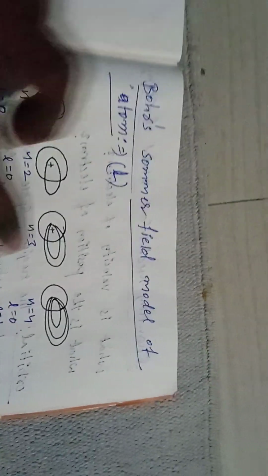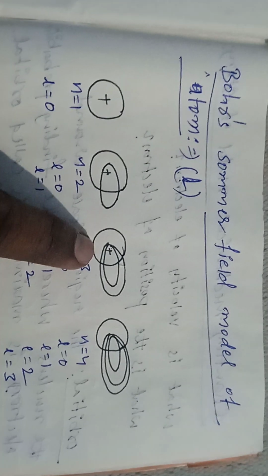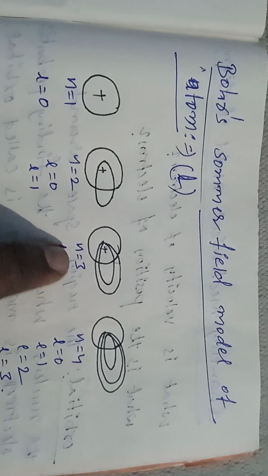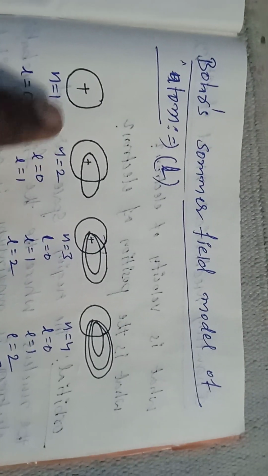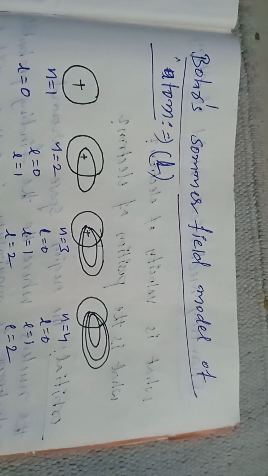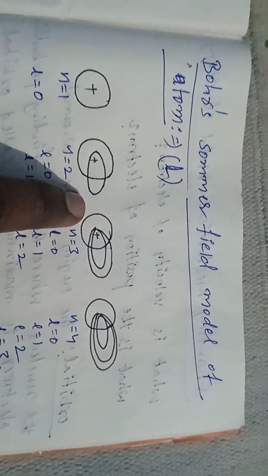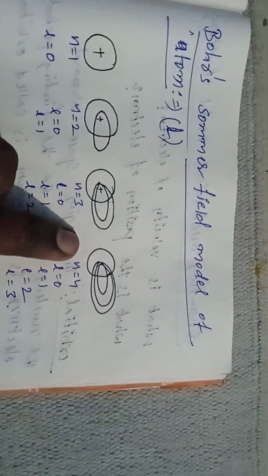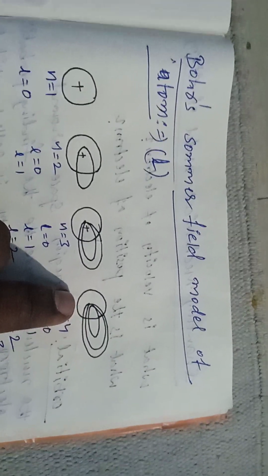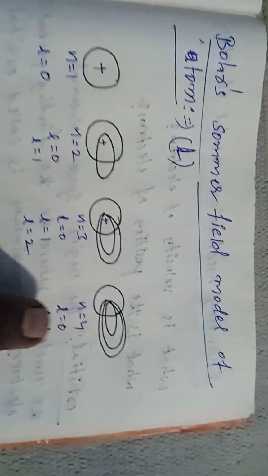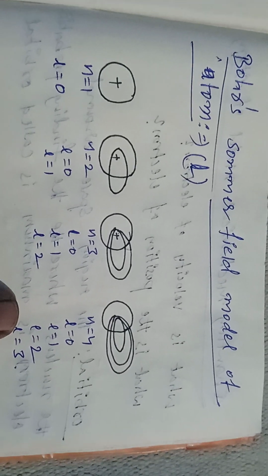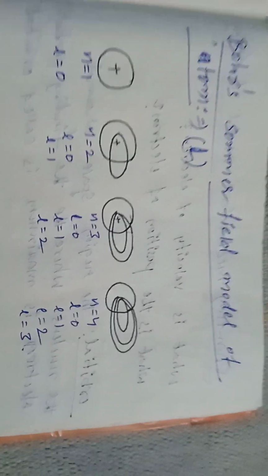Sommerfeld took the third circular orbit. He added two elliptical orbitals to the third circular orbit of Bohr. n is equal to 3 means 3 l values: l is equal to 0, no elliptical orbital added; one elliptical orbital; two elliptical orbitals. Next, he took the fourth circular orbit from Bohr's atomic model and added three elliptical orbitals. n is equal to 4 means 4 l values: l is equal to 0, 1, 2, 3. So this is about the Bohr-Sommerfeld model.